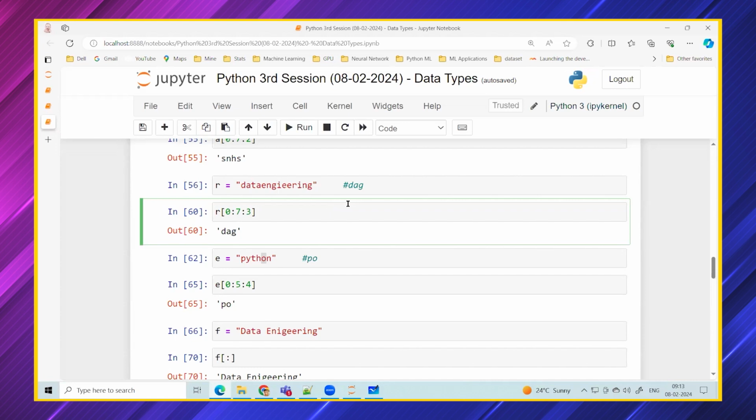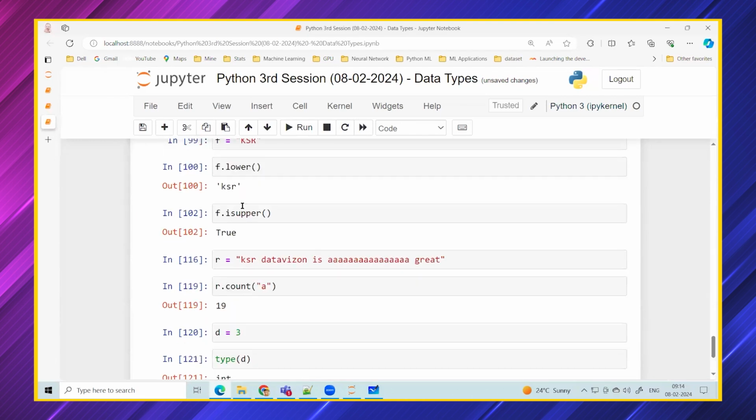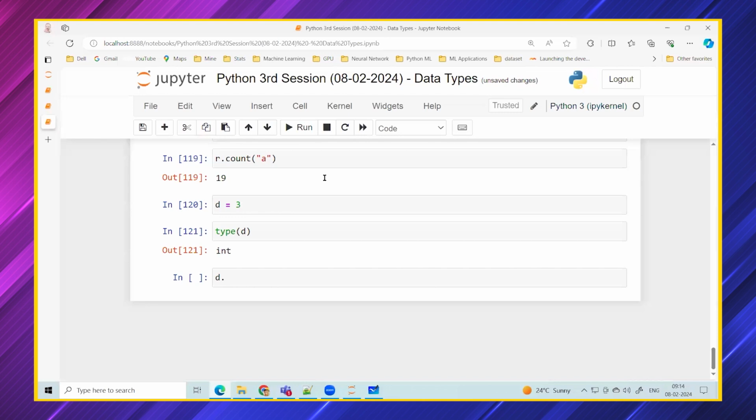Sir, in case we want to know the length of the string, do you have any option for that? For example, we have given data engineering as a string, and I want to know the length of that word. You can see if there is any function. Actually, I checked it, but I didn't find anything. What happens if you use count, Santhosh? It's len of r. So here we are using count, right?